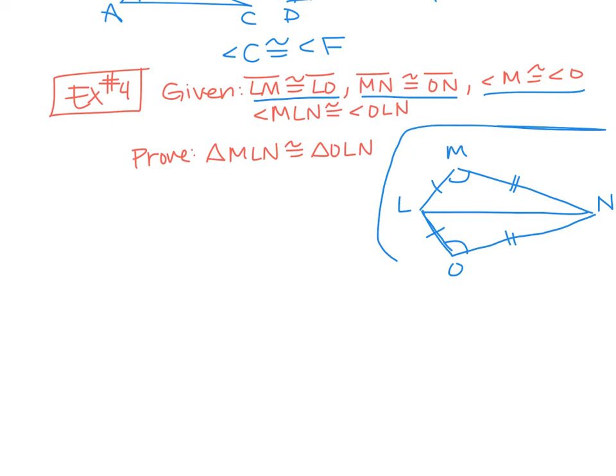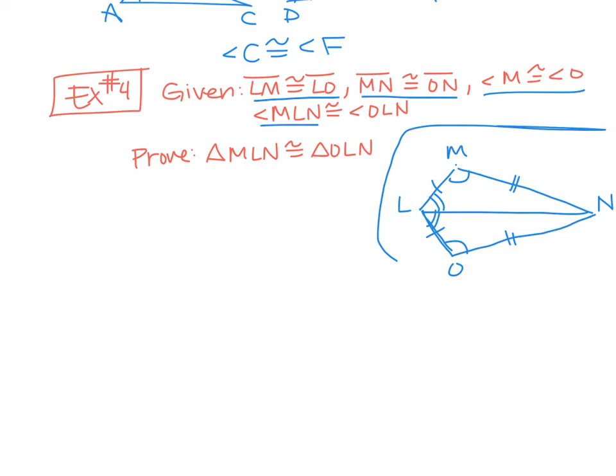When you name an angle with 3 letters, what's your vertex? The middle letter, okay? So MLN is from M to L to N. That's this angle right here, okay? OLN is this angle. So those are congruent. All right, so we're trying to prove the 2 triangles congruent. We have 2 sides that we know are congruent, and we have 2 pairs of angles that we know are congruent. So we need 1 more pair of angles and 1 more pair of sides.